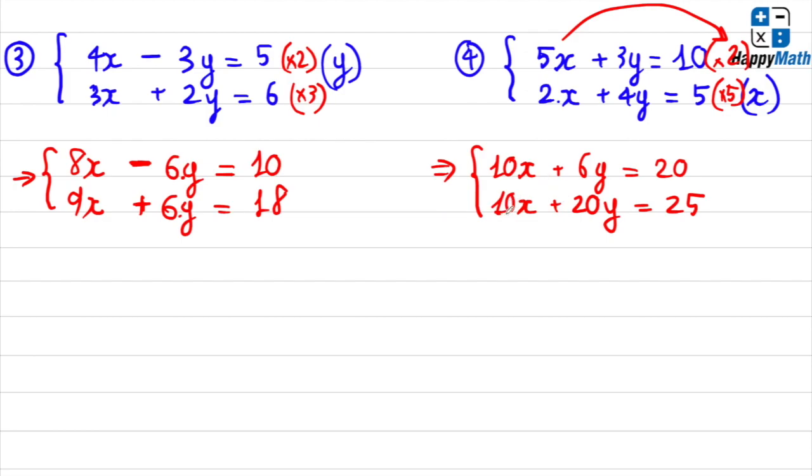It's not too difficult, right? You have to choose the right number to multiply, and then you take the operation. You will have the same coefficient for x or for y.